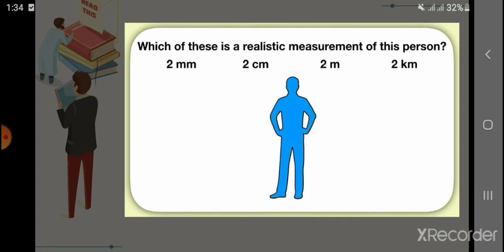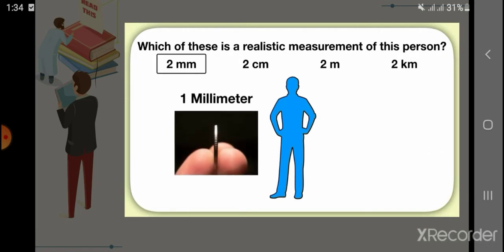Now let us ask some questions about these. Which of these is a realistic measurement of this person? 2 millimeters, 2 centimeters, 2 meters or 2 kilometers? Let us start by looking at 2 millimeters. Well, we just learned that 1 millimeter is about the thickness of a US dime. So does 2 millimeters look like the right size for a person? No. So 2 millimeters is not a realistic measurement.